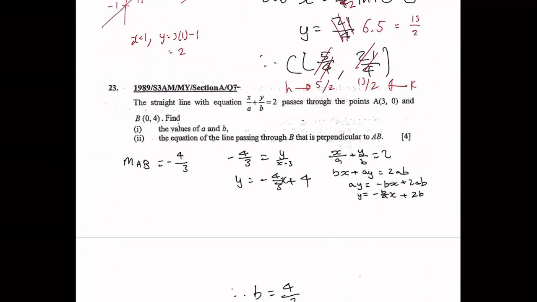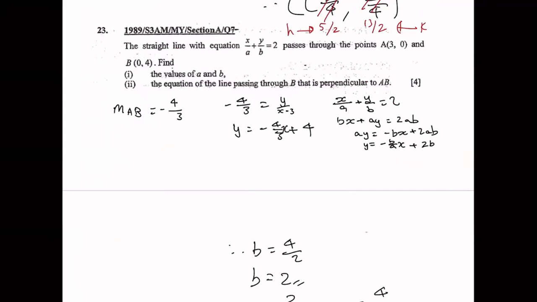Okay, next one. Question 23. Did they provide the answer? They didn't. Okay, let me check your working. A straight line with equation x/a plus y/b equals 2 passes through the points A(3, 0) and B(0, 4). Find the values of a and b. So the gradient of this AB you found out to be -4/3. Is that right?